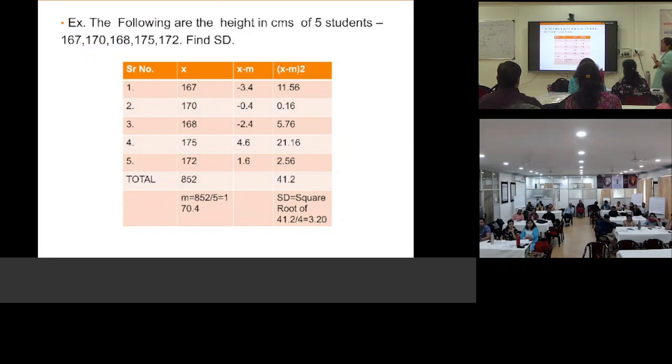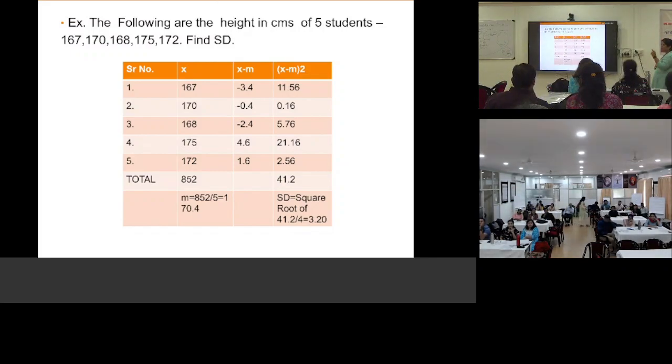From the mean height, you subtract each value now in the second column, x minus m. You have done 170.4 minus 167, 170.4 minus 170, 170.4 minus 168, minus minus जैसा भी है, x minus m is the difference of each observation from the mean. What I said, distance of each location from the railway station. Railway station we are assuming as the mean. Okay, that is x minus m. What are you doing further?